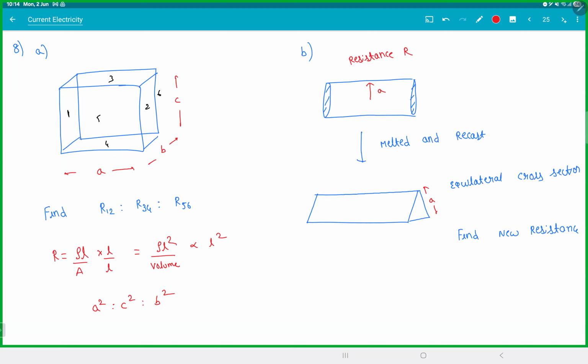Generally, you won't have a problem, but if I ask you the shape, things get messed up. What about B ka answer? If the cylindrical resistance is R, whose radius is A, you melted this and you made it into a Toblerone thing, equilateral triangle base. Find the new resistance. The lengths are not mentioned.